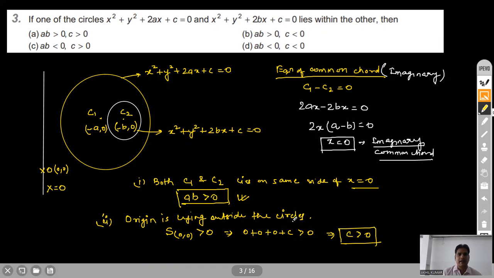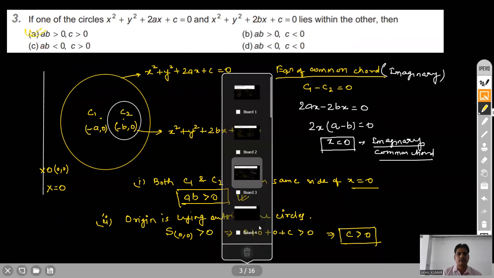So the product of a and b will always be positive and c will always be positive. So the third option is correct. Option A is correct for this question.